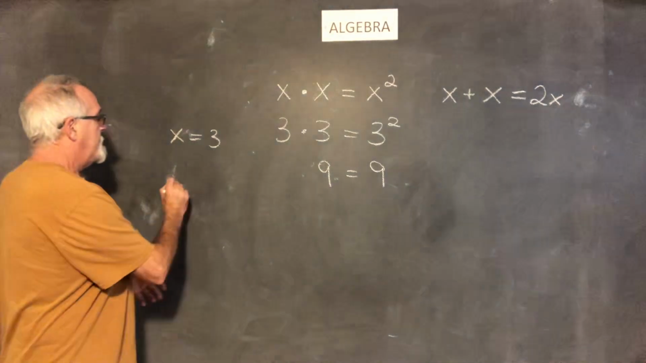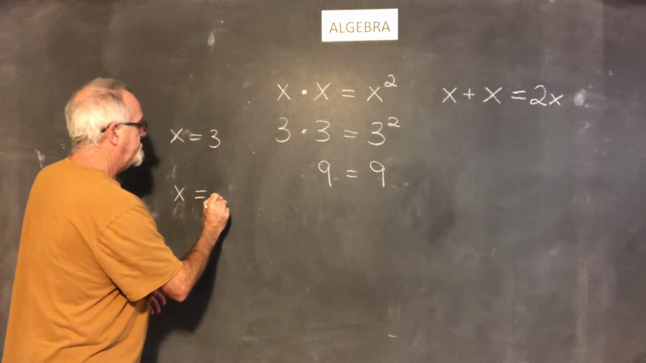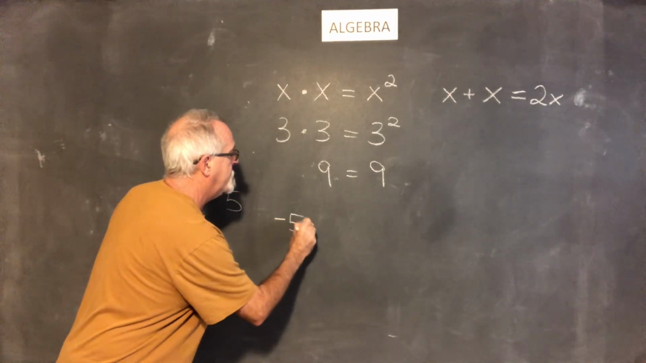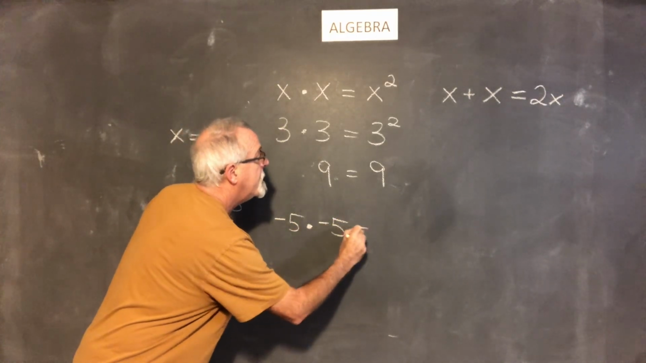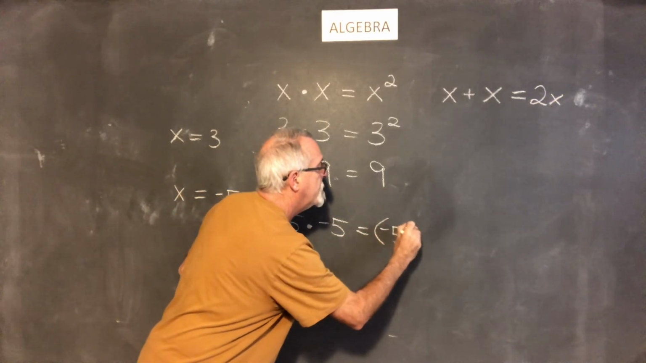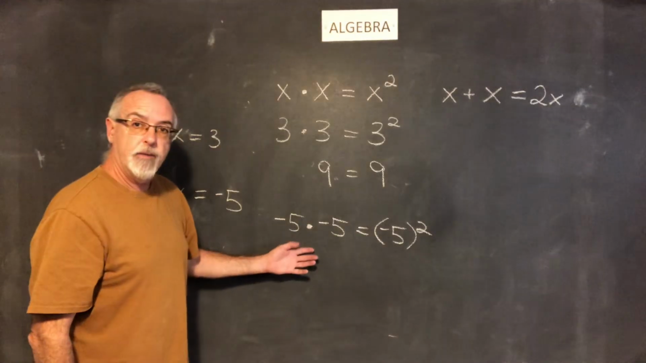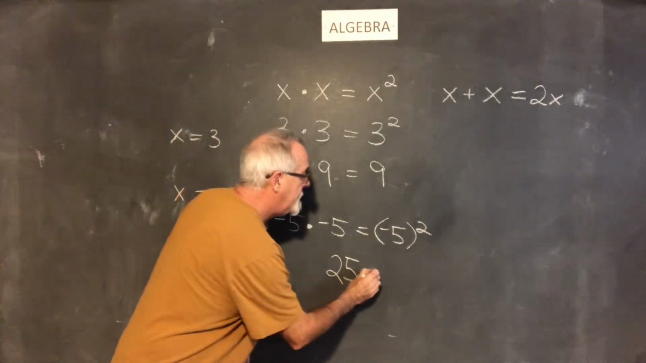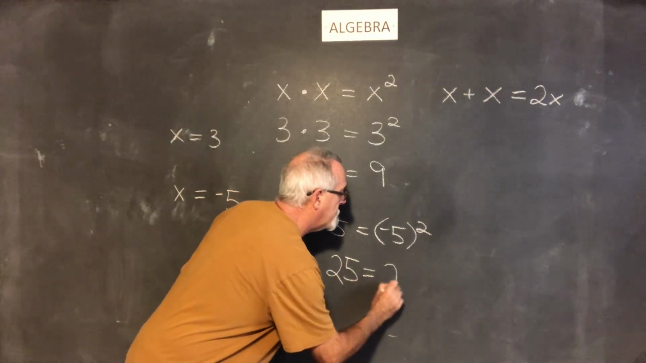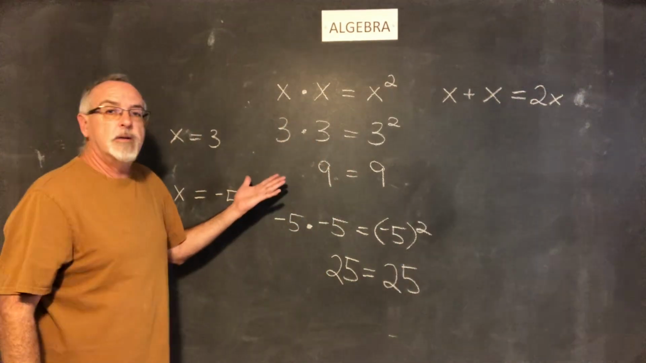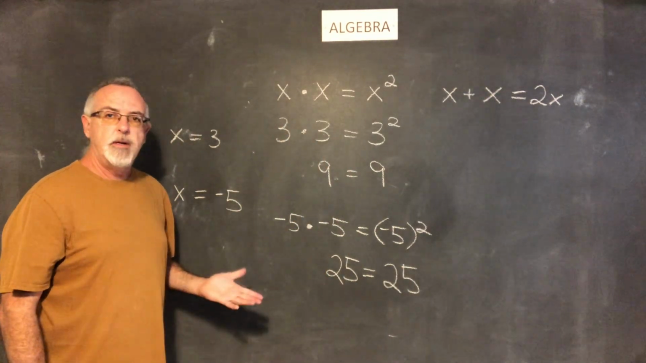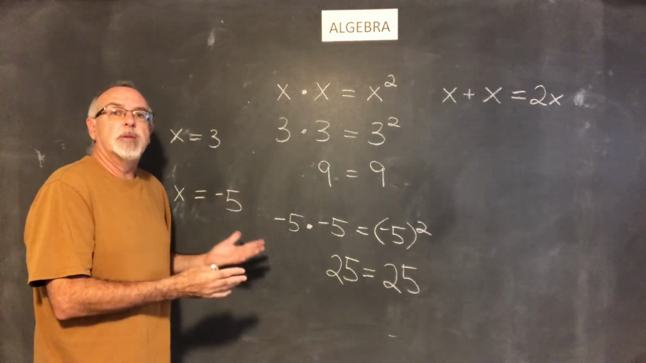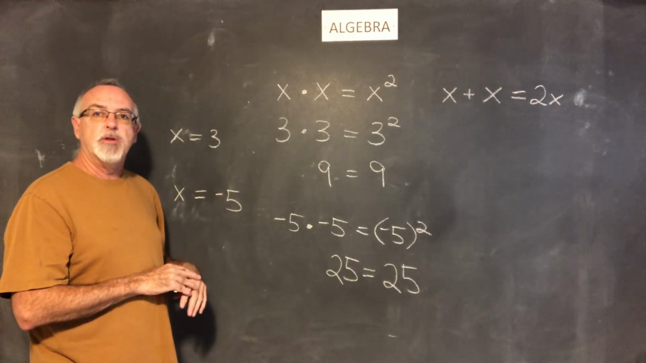Let's try a negative number. How about if x were equal to negative 5? x times x would be negative 5 times negative 5. And x squared would be negative 5 squared. And of course, negative 5 times negative 5 is equal to positive 25. If we know our integers, we know that's true. And negative 5 squared is also equal to positive 25. So the rule works no matter what number we use. I will suggest that we avoid using the number 2.